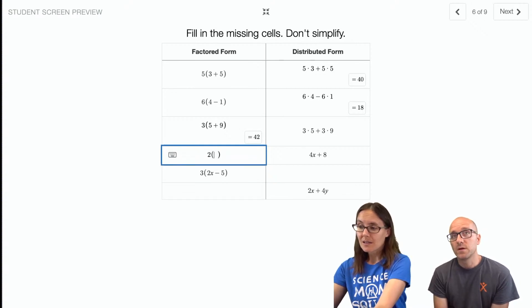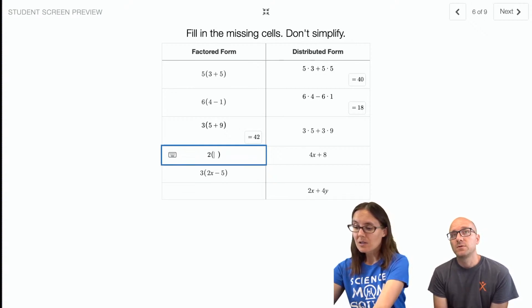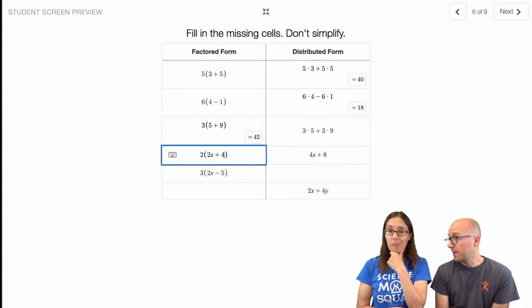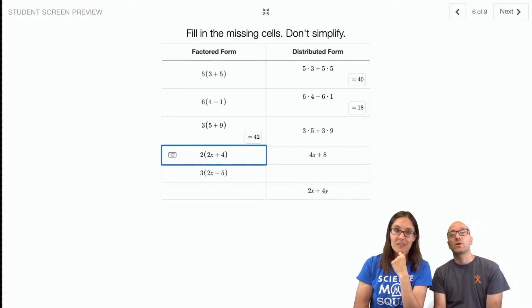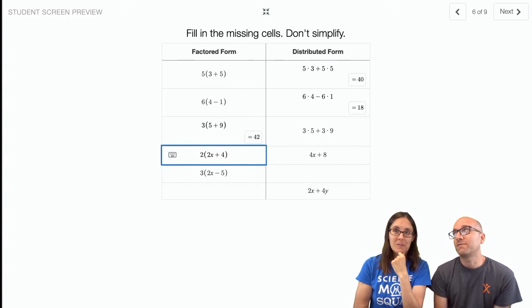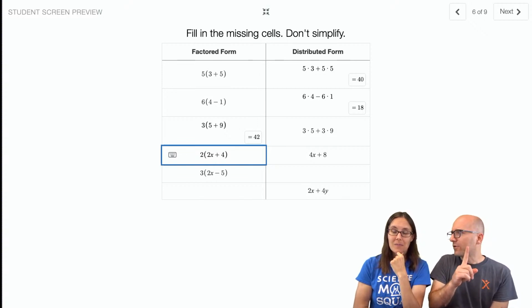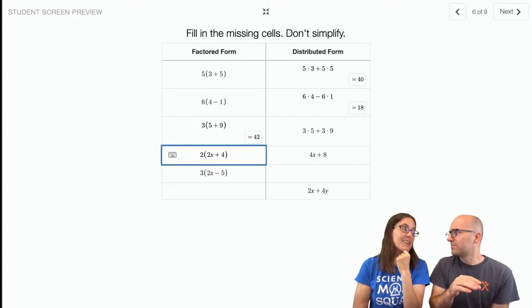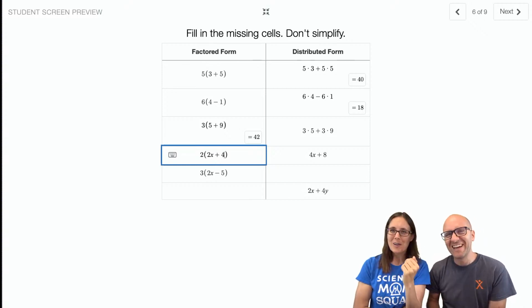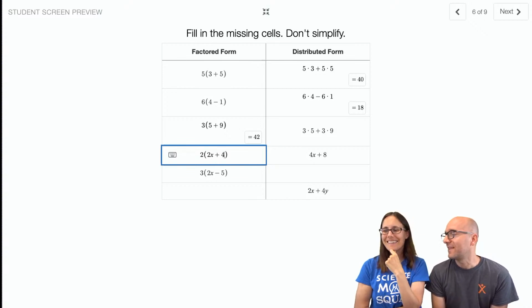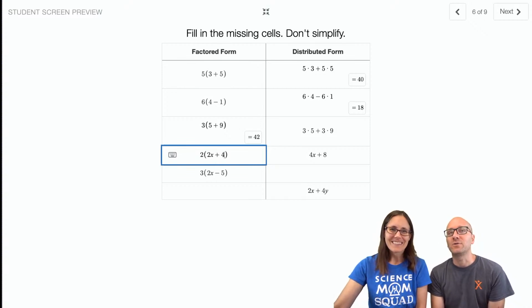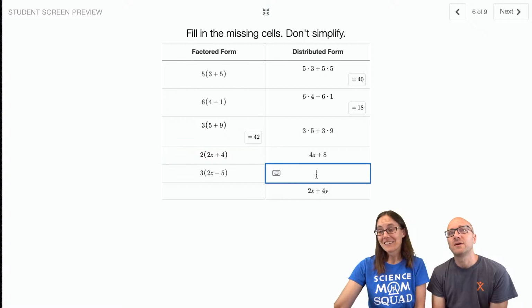I see one possibility. We could do 2 parentheses, and then it could be 2x plus 4. Good. But it could also be 4 parentheses x plus 2. Yes, both would work. Or for that matter, one could factor out the number 1, although that's not accomplishing much, but it would still work: 1 parentheses 4x plus 8. And then when you apply the distributive law, you could multiply everything by 1. It works.